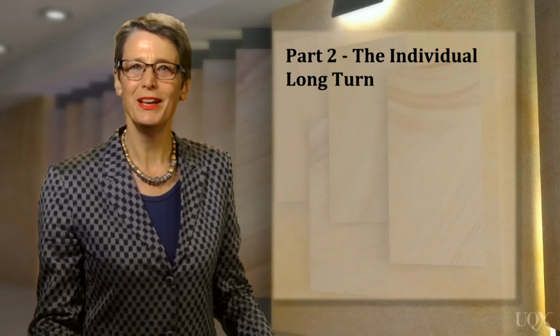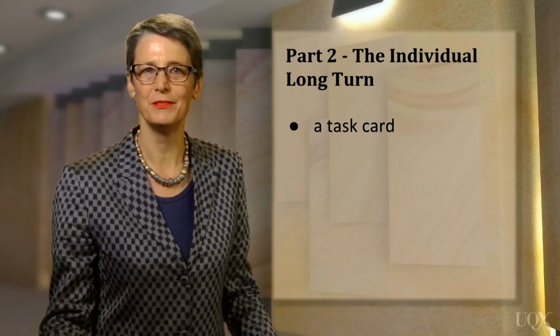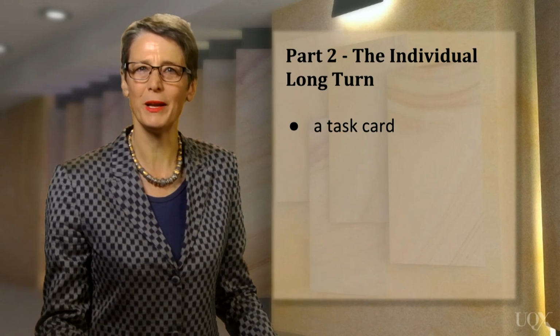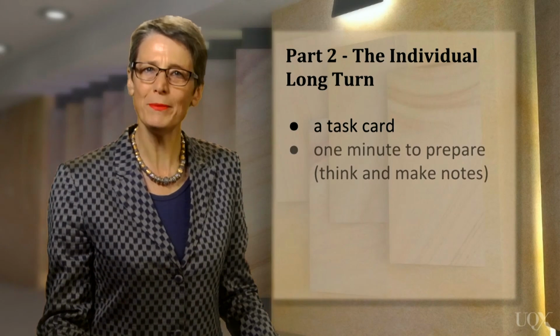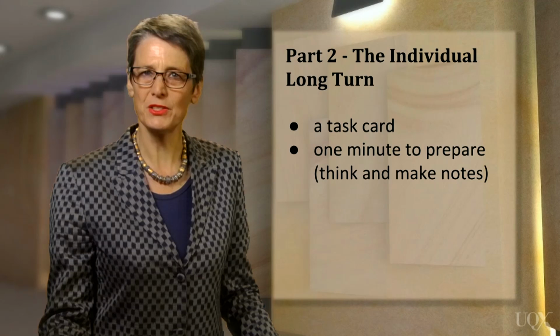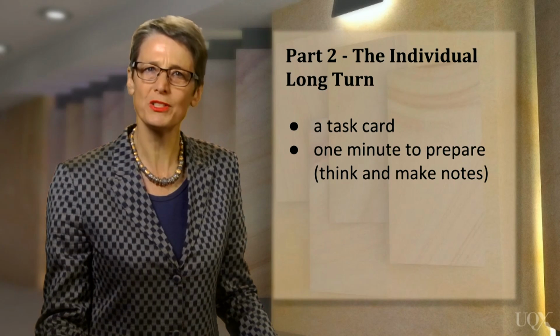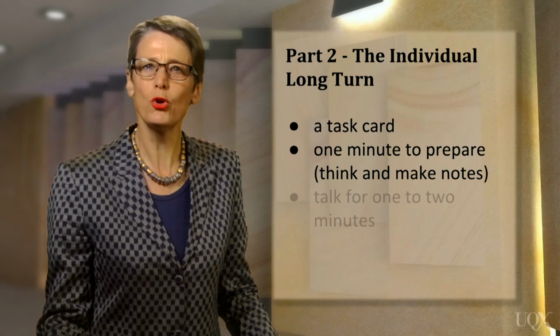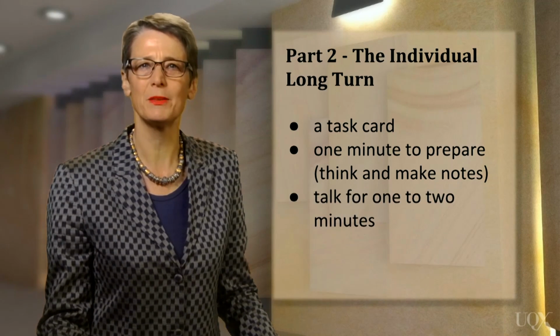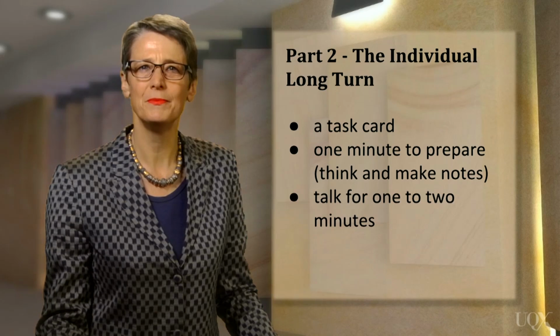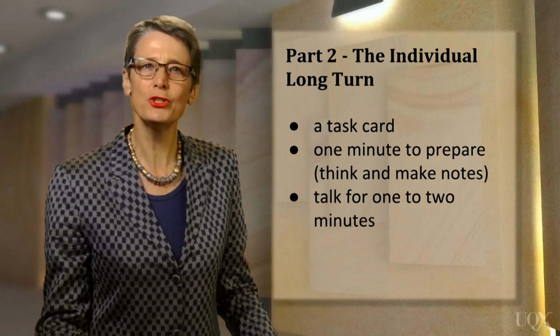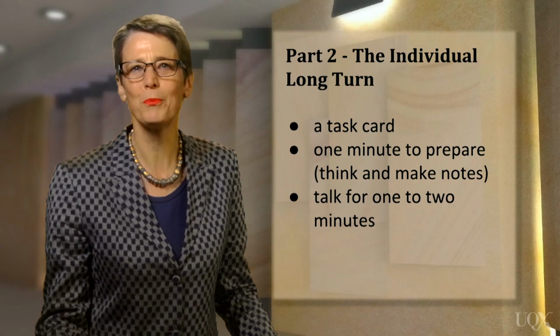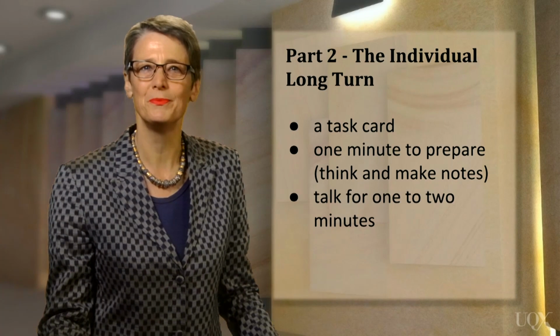In part 2, the examiner gives you a task card. On this task card is a topic. You then have 1 minute to prepare. In this time, you can think about what you want to say and also make some notes. You then have to talk on your own for 1 to 2 minutes about the topic on the card. In this unit, you're going to learn how to make the most of your preparation time in part 2.